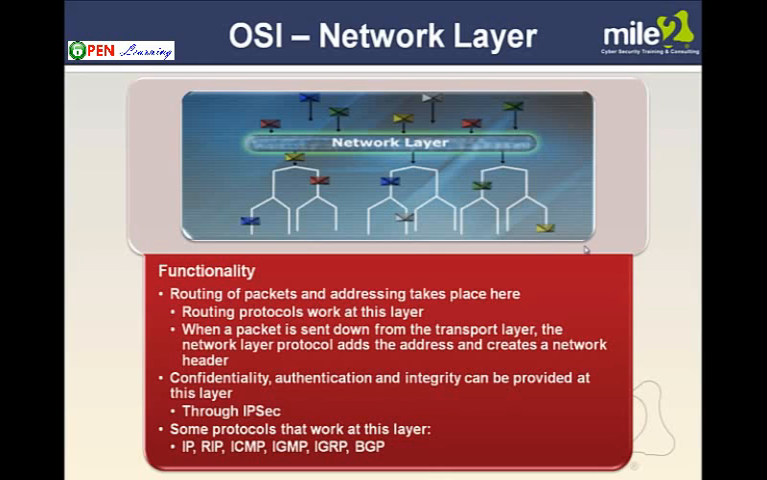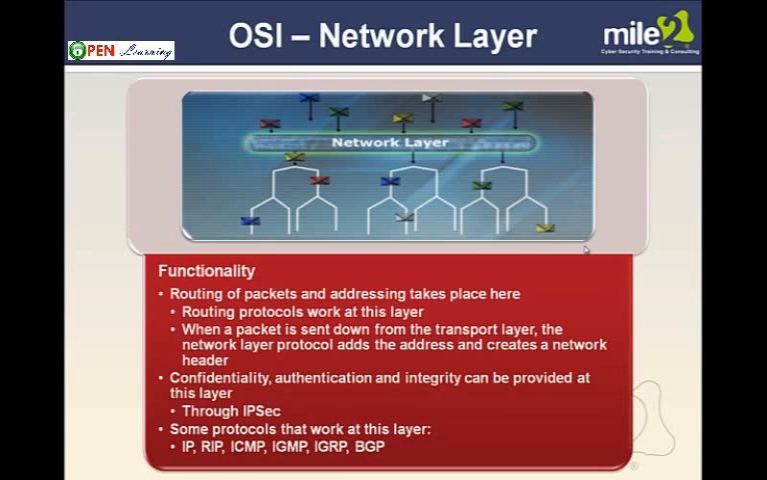When a packet is sent down from the transport layer, the network layer protocol adds the address and creates a network header. As we go through the OSI model, information is passed down from the top at the application layer, and as it goes down through the layers, there's always additional information being added. Think of it as addressing information, telling the packet where to go.